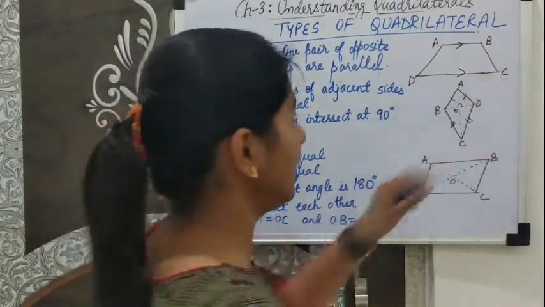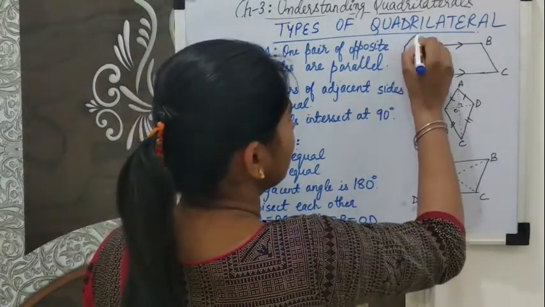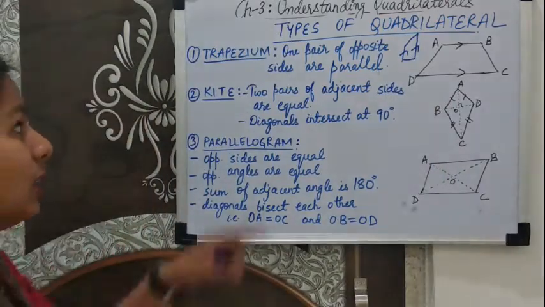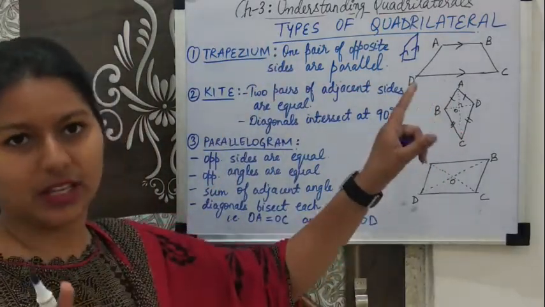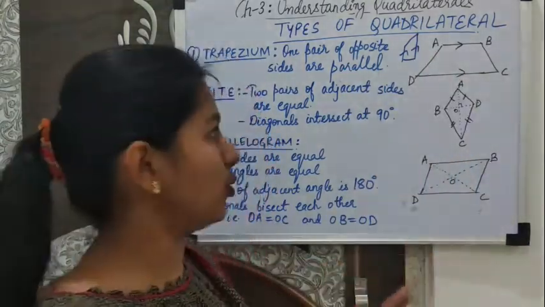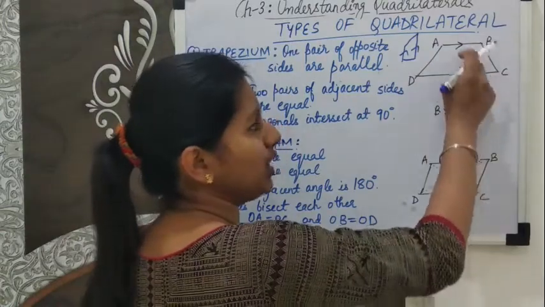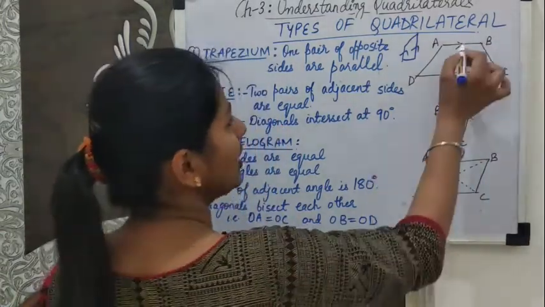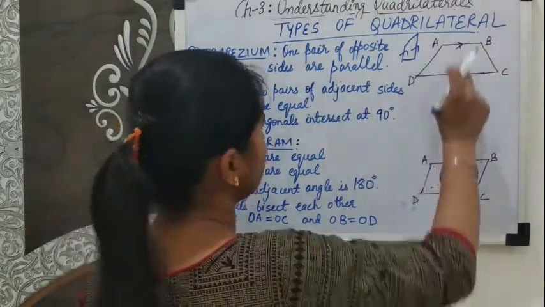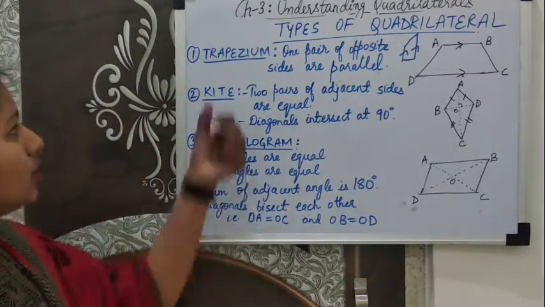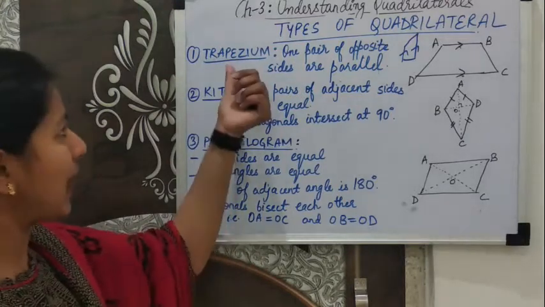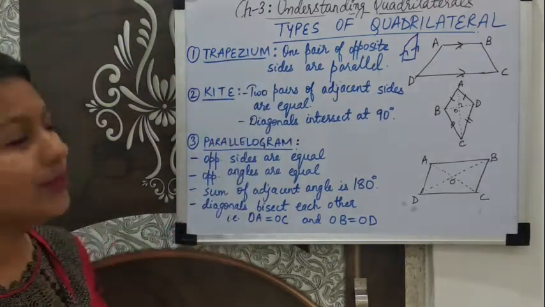Either, like in this case, you can see that AB is parallel to BC. Fine. I can draw a trapezium like this also. In this, these two sides are parallel. So any one pair. It's not compulsory that these two should be equal or parallel. No, there is no such rule. It is also not a rule that they should be equal. Only one simple rule: any one pair of opposite sides should be parallel. So this is trapezium. If in any quadrilateral one pair of opposite sides is parallel, then you can put it in the category of trapezium.